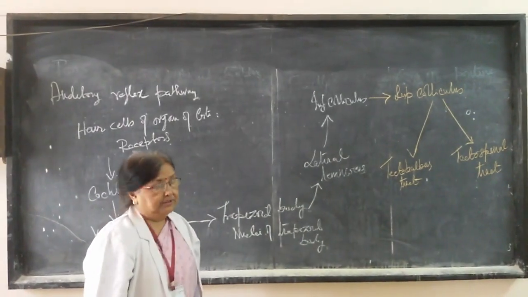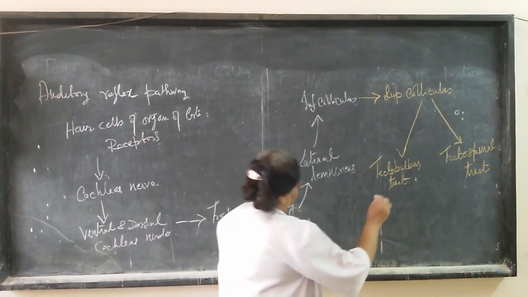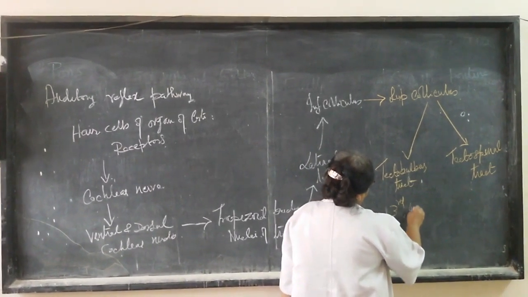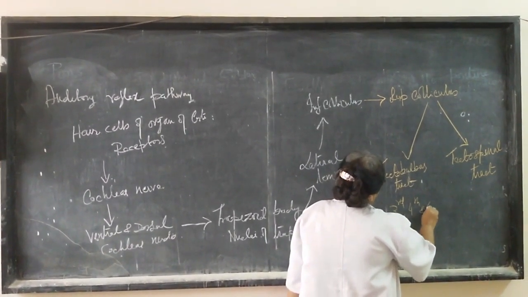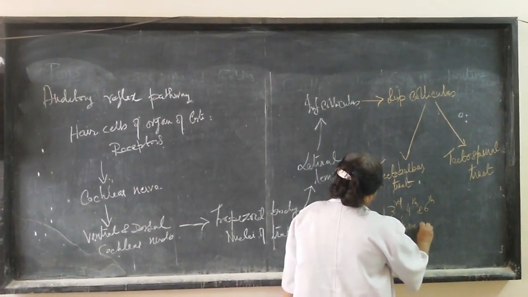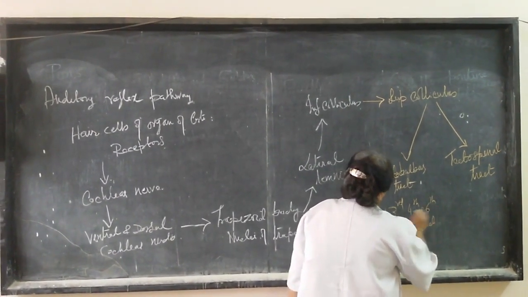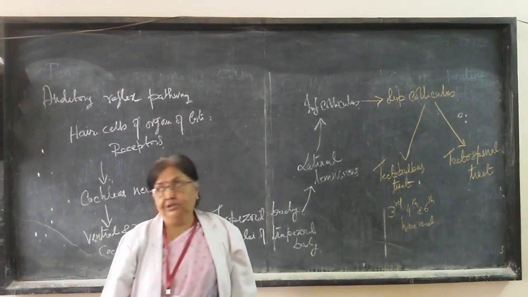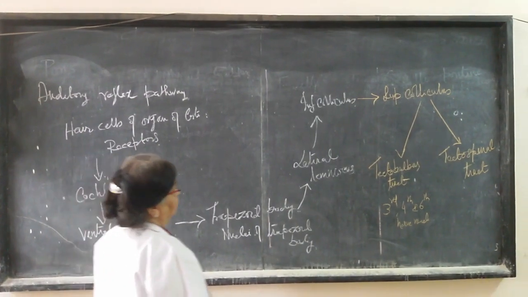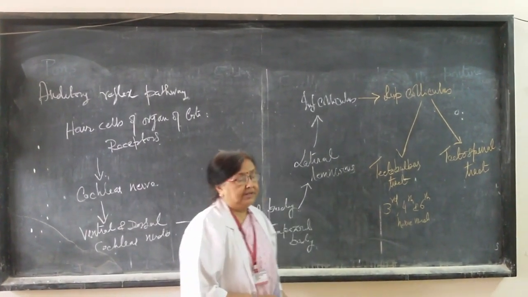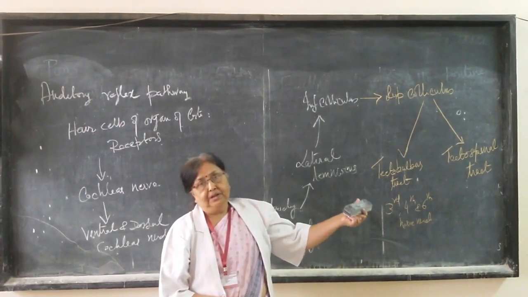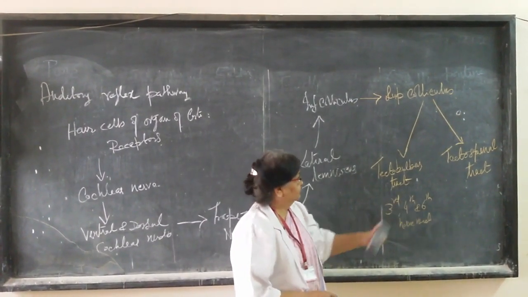The tectobulbar tract terminates in the third, fourth, and sixth nerve nuclei. The third, fourth, and sixth nerve nuclei supply the extraocular muscles of the eyeball. In this way, this helps in turning of the eyeballs.